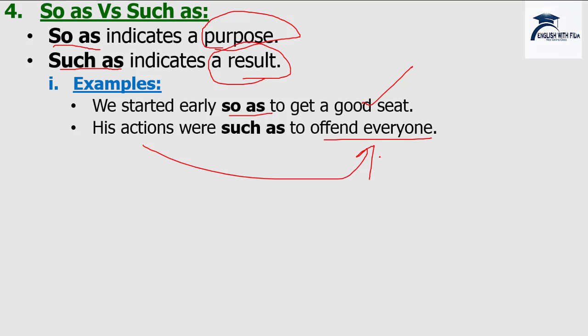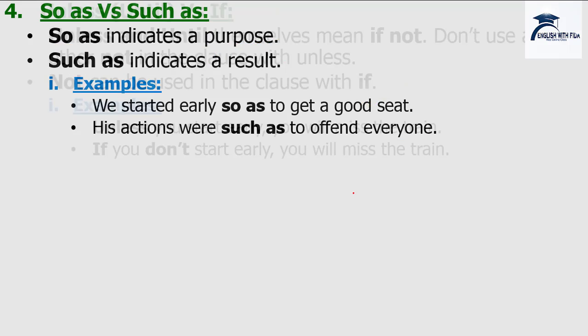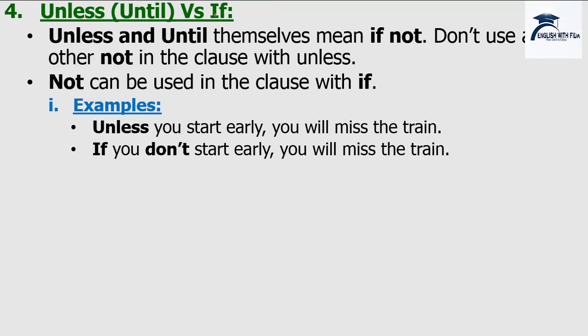Such as is also used to show examples. Unless versus if. Until and unless are the same, both have negative meaning. They are equal to if not. That's why if you begin your clause with unless or until, you are not supposed to use a negative verb after it. After if, you can use positive and negative verbs. If you start, if you don't start, both will be correct. But after unless, you will only use a positive verb: unless you start. You cannot write "unless you do not start." That will be wrong.